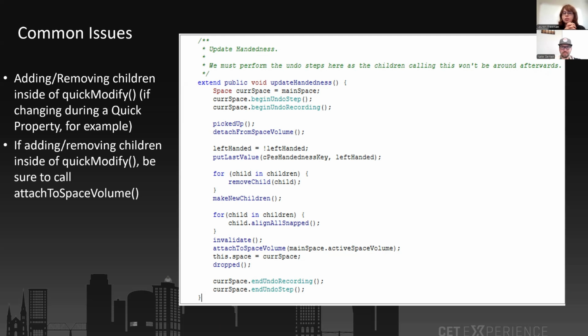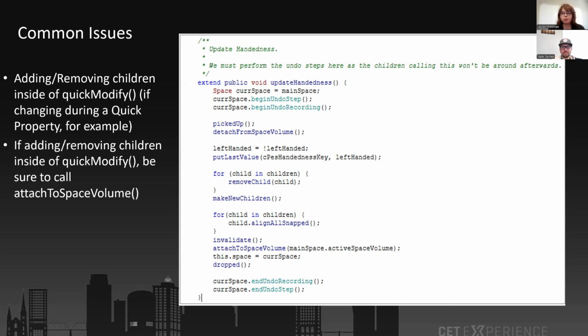But most of the issues we run into have been fixed by doing this sort of thing on the parent. So the child isn't the one actually killing itself. It's telling the parent to run this to kill all the children. Very morbid presentation, I'm realizing. So yeah, if you're adding or removing children inside of quick modify, be sure to call attached to space volume at the end of it.